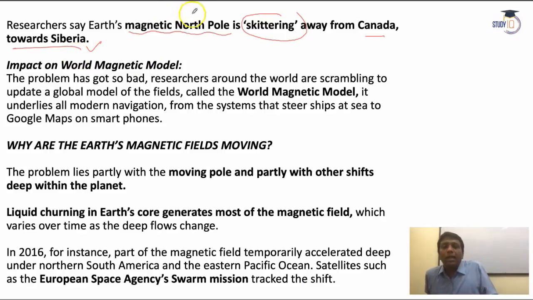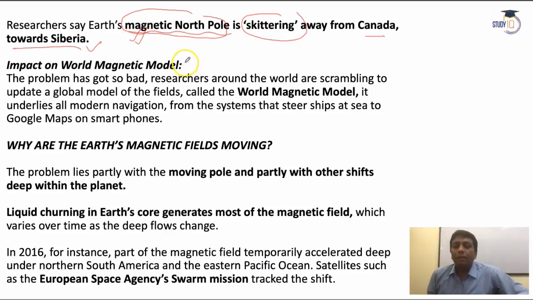So it means the magnetic North Pole is going to shift from Canada to Siberia. That is the recent news, guys. Okay, what about the impact on the World Magnetic Model? See guys, what is the World Magnetic Model? You should know first, and later on I will explain what problems and defects will happen. In this World Magnetic Model, I will explain you.